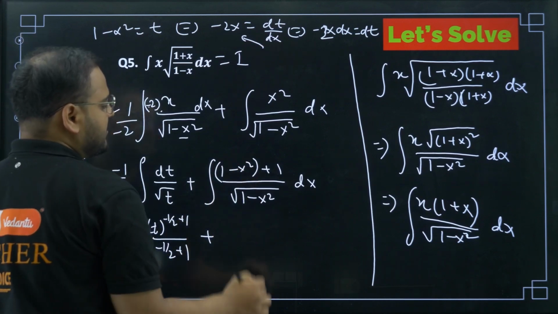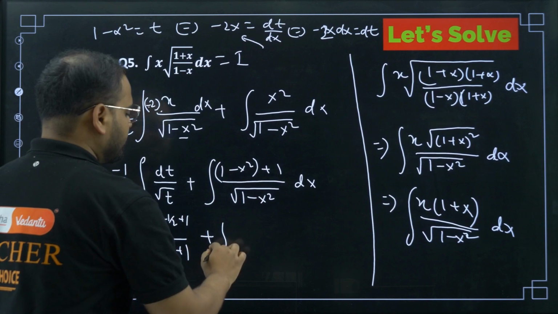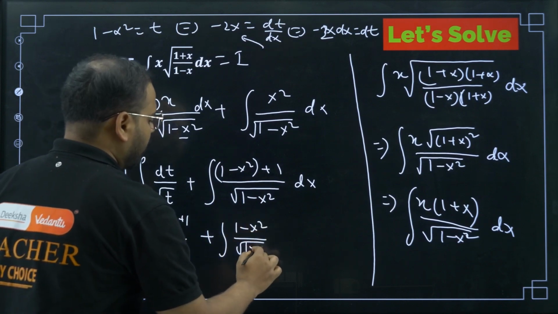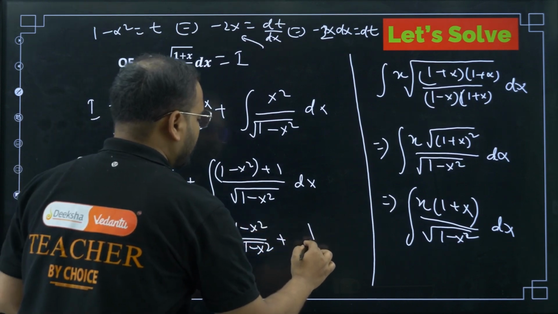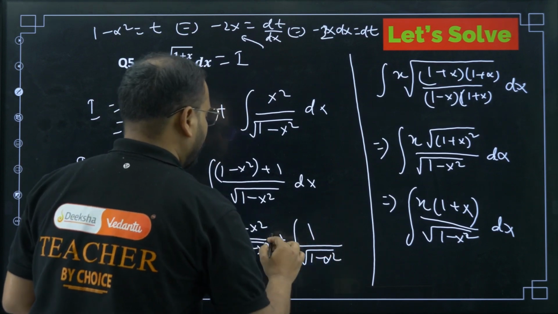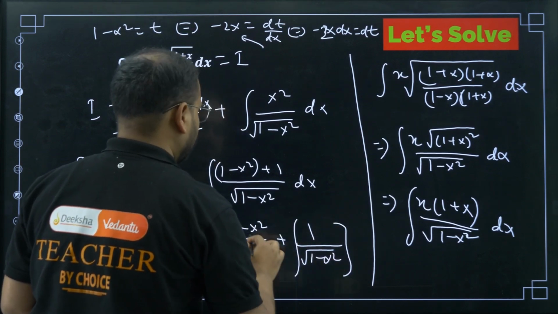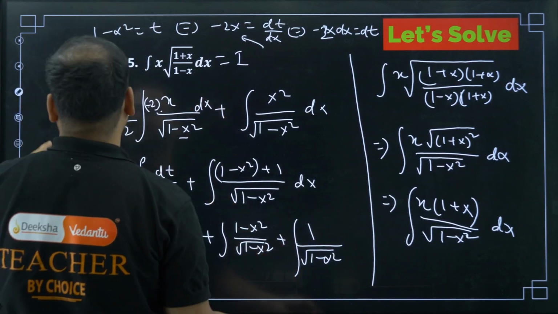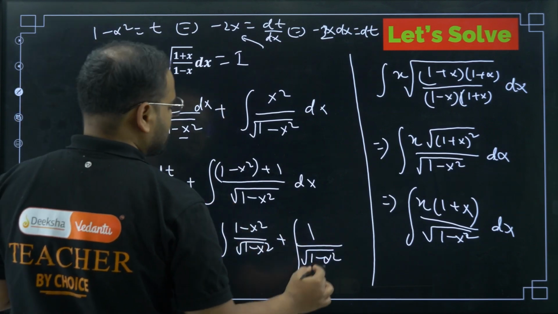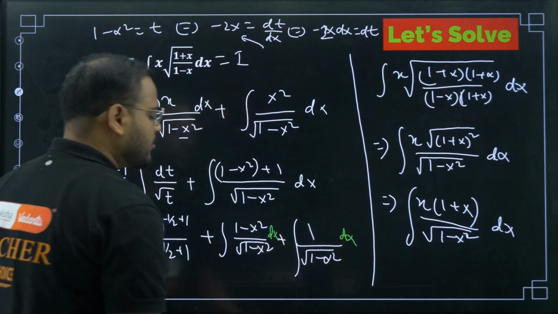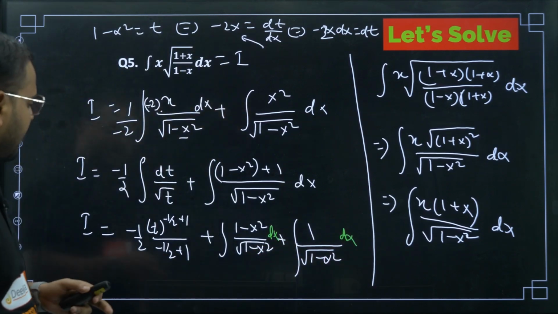I can separate this again. I'll get what? Integration of 1 minus x square upon root of 1 minus x square plus 1 upon root of 1 minus x square, both with dx. At both the places the dx is there, of course. This is also having dx over here. This also has dx over here. So both has dx in it. Okay. Now I'll write in the next step.